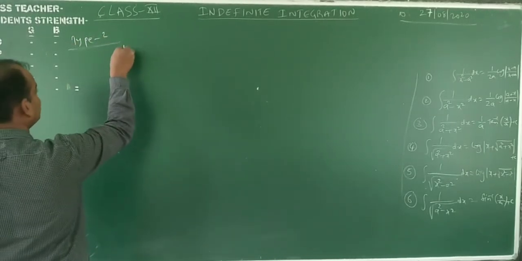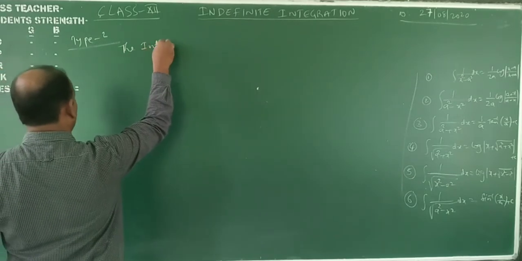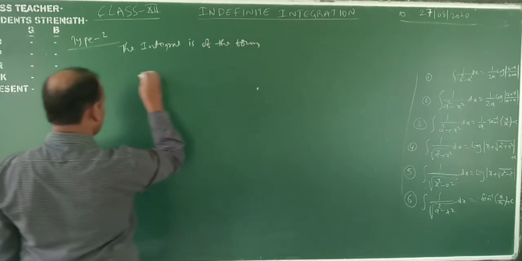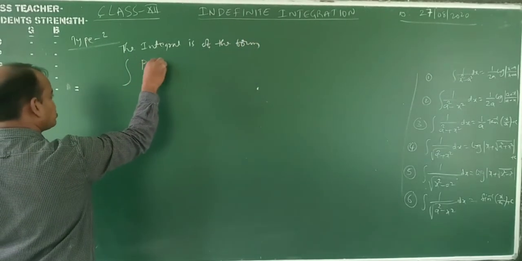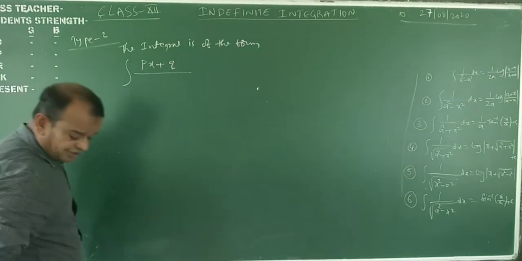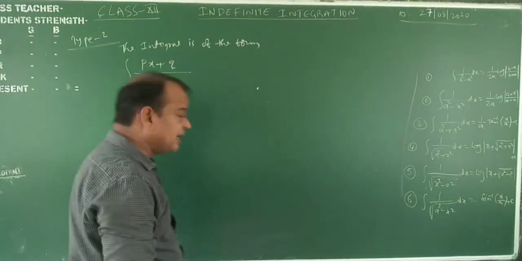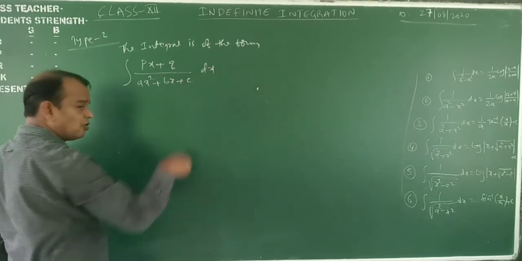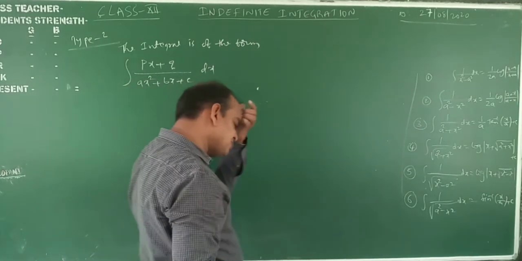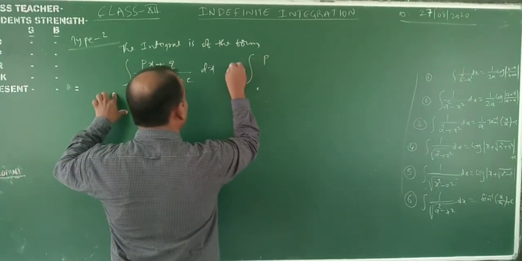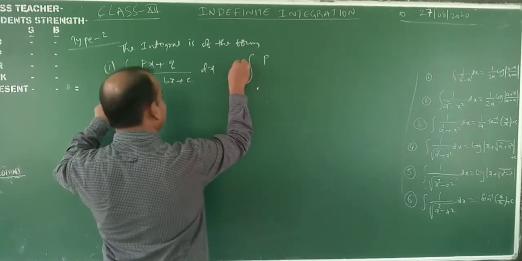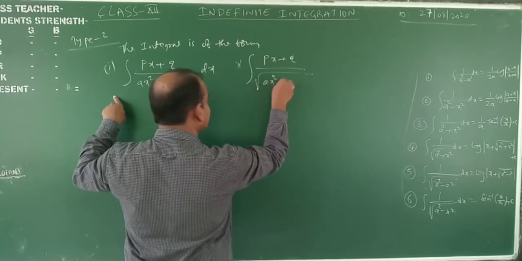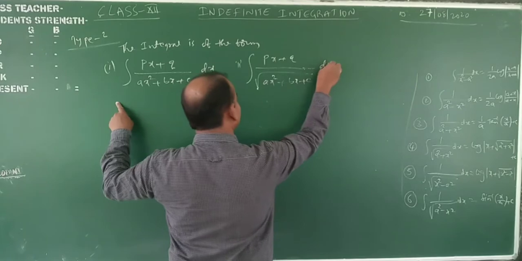The integral is of the form integral of px plus q, that is the linear factor, by ax square plus bx plus c. Observe that: linear by quadratic. That is one type, or the second one is px plus q by root over ax square plus bx plus c, dx.